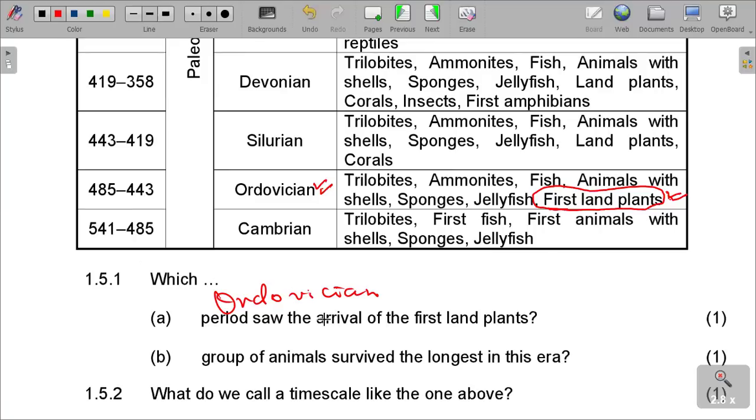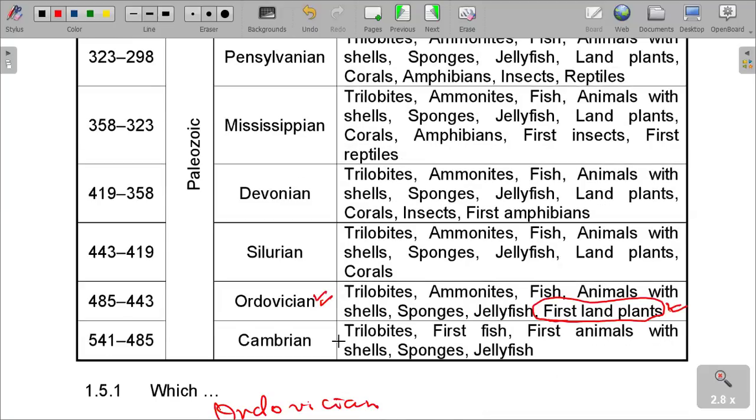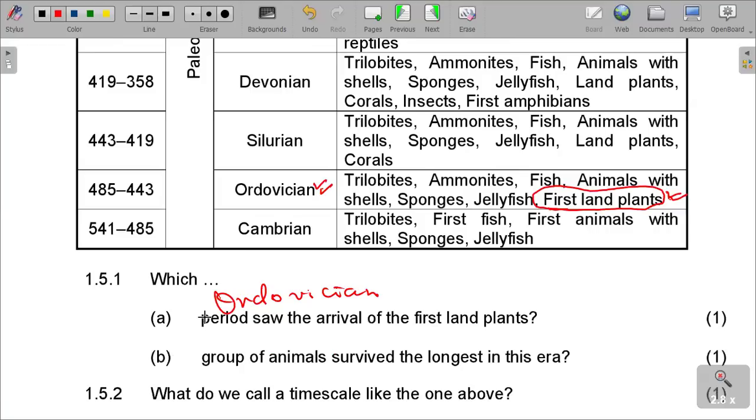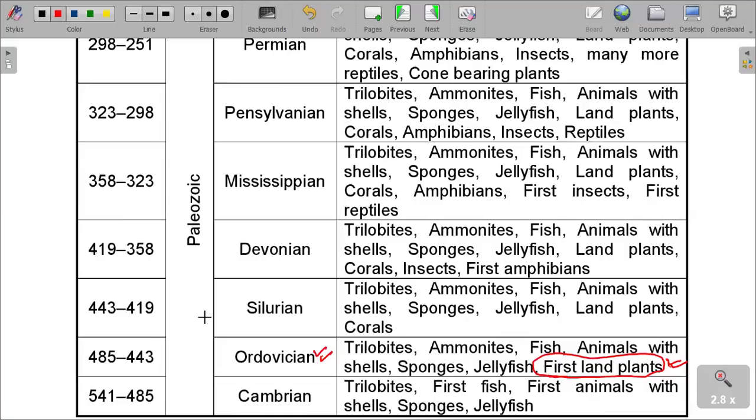And then question B: which group of animals survived the longest in this era? In our Paleozoic era, which group of animals survived the longest? We can see, according to the periods that we are given, which group of animals survived the longest in this era. We can check on our table here.